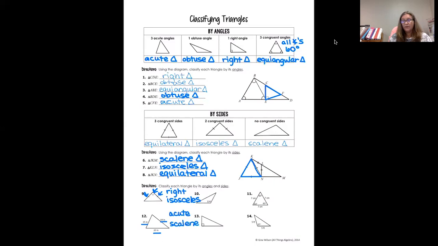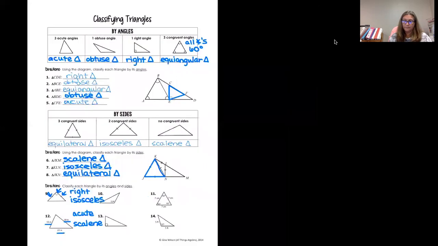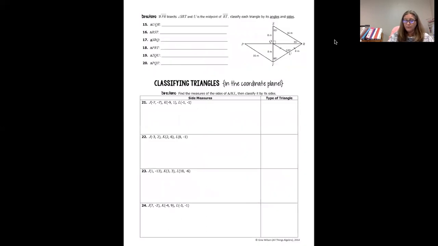We will look at 10, 11, and 13 and 14 in class. We will also be looking at 15 through 20 in class. This is where we are going to classify by angles and sides according to some information given to us in our directions. When we classify triangles in the coordinate plane, we're going to find the measures of each side and then classify by its side. So we're going to need to find JK, KL, and JL. And to do that, we need to use the distance formula.